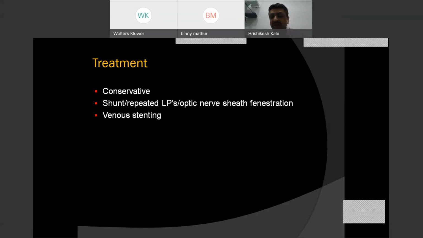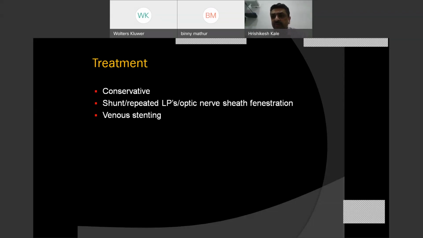If conservative management fails, then the other option is repeated LPs or placement of a shunt. The main complication of idiopathic intracranial hypertension is vision loss because of optic nerve atrophy and optic nerve compression. So some people perform an optic nerve sheath fenestration to help prevent this dreaded complication. There are mixed results with venous stenting.